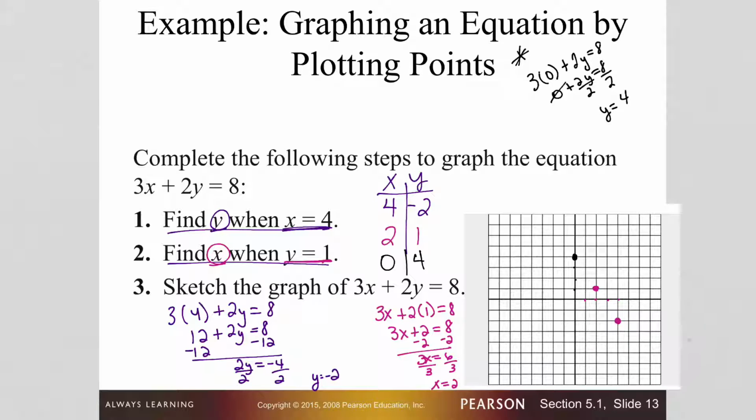Does it look like those points line up? You can always count the slope in between the points and make sure it's the same. Right 3, left 2. Right 3, left 2. Yep, that's good. Alright, so there's my line, and then write the equation next to it. Alright, we just graphed it.